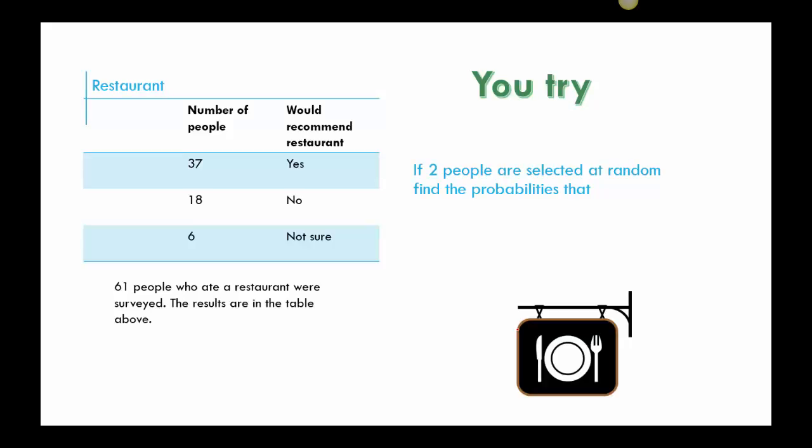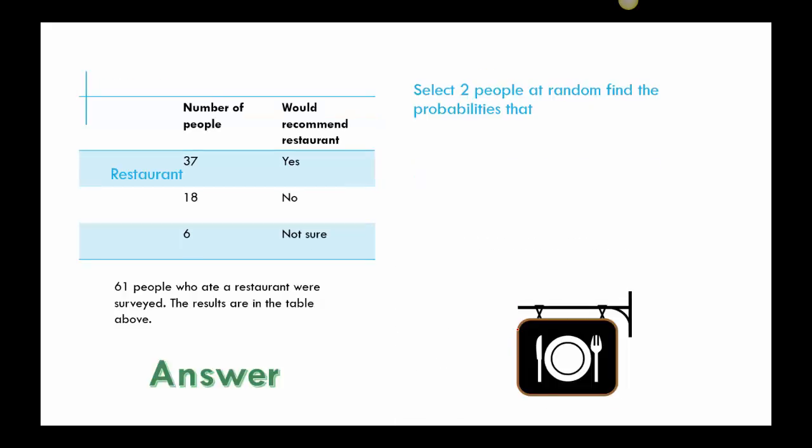And I tell you the number of people that came and then said they would recommend the restaurant, 37, would not recommend the restaurant, 18, and they're not really sure, 6 of them. So I want you to take this and look that I did tell you that 61 people who ate here, and decide if 2 people were selected at random, what's the probability they would both recommend the restaurant, they both would not recommend the restaurant, and then I want you to give it a try.